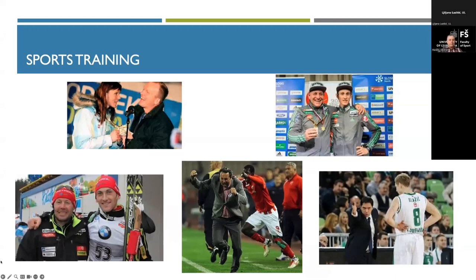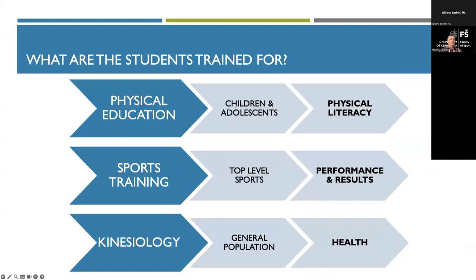If I go slightly back to what we were discussing before on this slide, in the area of sports training, you will work with top level athletes. So basically, you will get a part of the adolescent population, very few children, and also adult top level athletes. And you will learn how to help them perform and how to create a great Olympic result with them. That's the main feature of our sports training study.